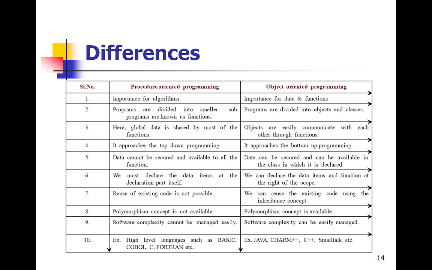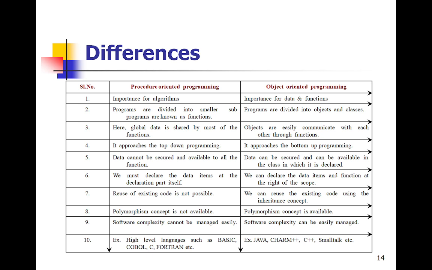Polymorphism is not supported in procedural programming, but here polymorphism is supported. Software complexity cannot be managed very easily there, but here the software complexity can be managed easily. High level programming languages such as the very old languages BASIC, COBOL, C, and Fortran are all procedural-based languages, but object oriented programming supports Java, C++, and Smalltalk. These are all some kind of other programming languages.